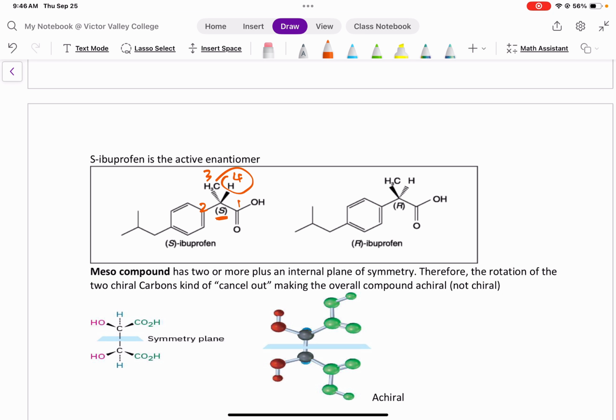Now this one is 1, 2, and 3. Hydrogen's away from us. So it's perfect. 1, 2, 3. It is what it is, R.